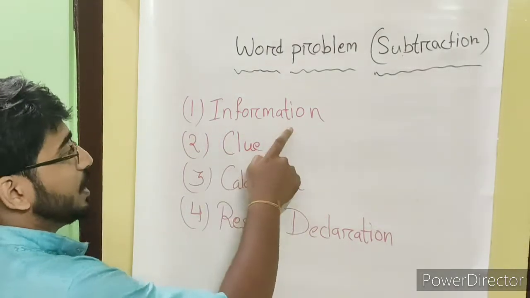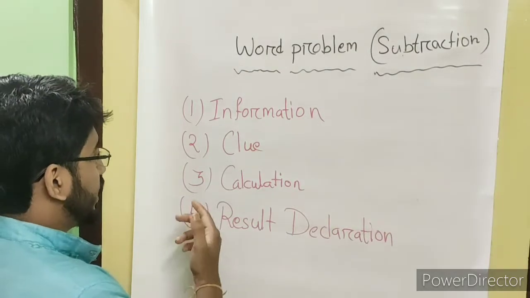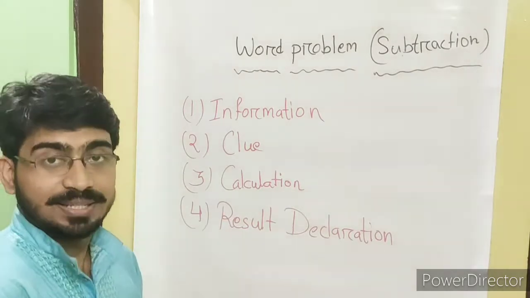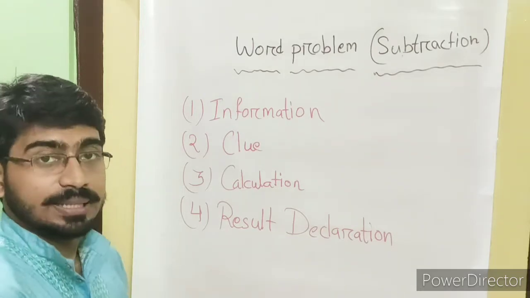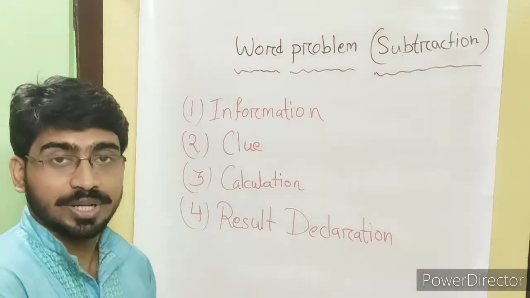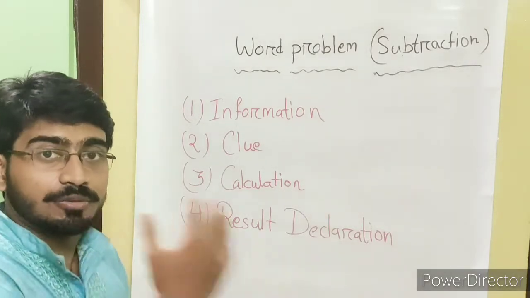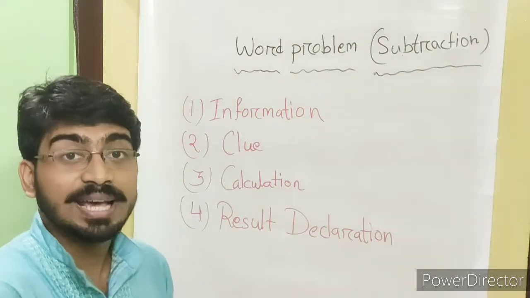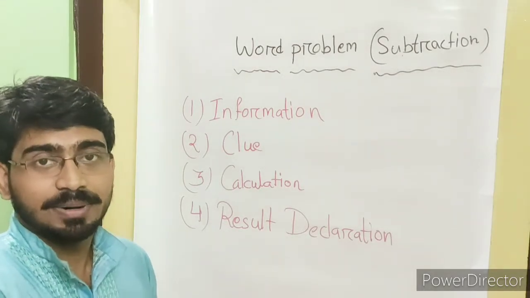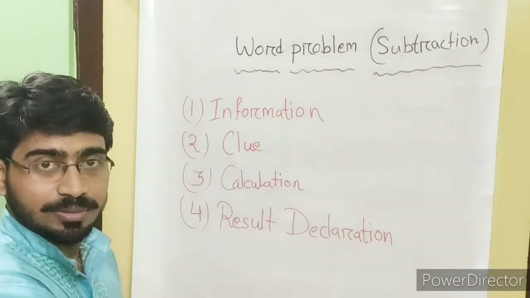The first one is information, মানে তথ্য. The second one is clue বা hint বা কোনো একটা ইঙ্গিত, যে পরে আমি কি করব সেটা ইঙ্গিত. The third one is calculation, যেটা আমাদের ইঙ্গিতটা পাওয়ার পর ক্যালকুলেশন করতে হবে. And the fourth one is result declaration, মানে যখন আমরা ক্যালকুলেশন করে রেজাল্ট পেলাম তখন সেটা ডিক্লেয়ার করে দেব.